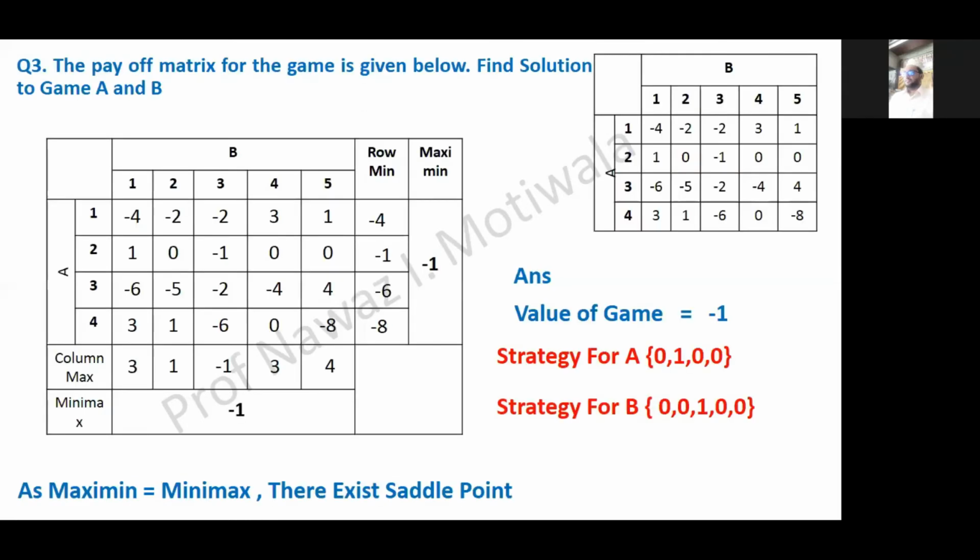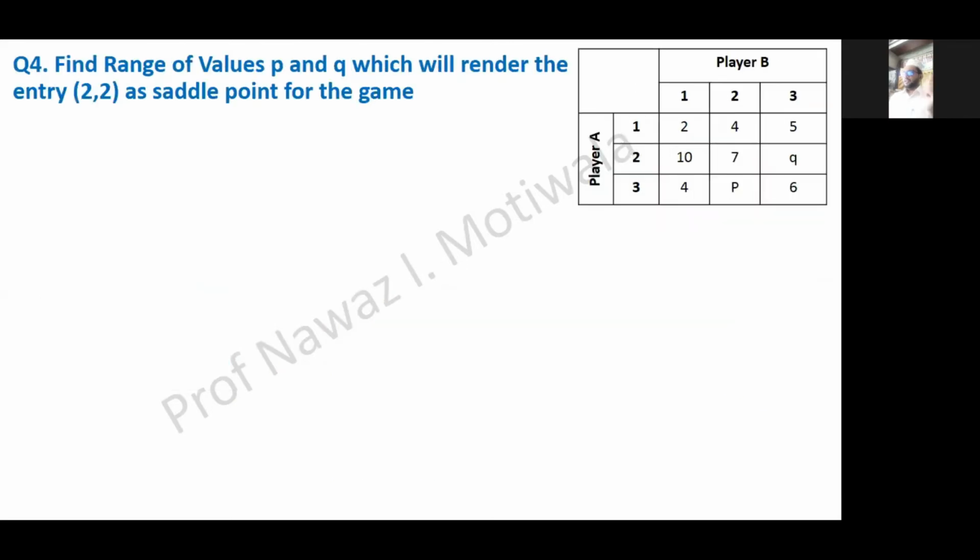So I think till this part we have covered in the previous lecture. Any doubts still here? Proceed further to the next problem. Let us say there is a question given here and we are required to find the range of values P and Q which will render the entry 2, 2 as the saddle point of the game.